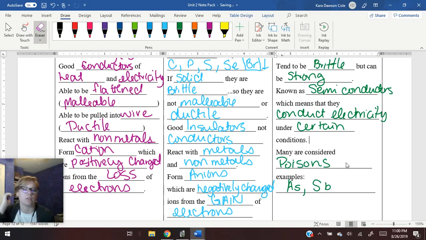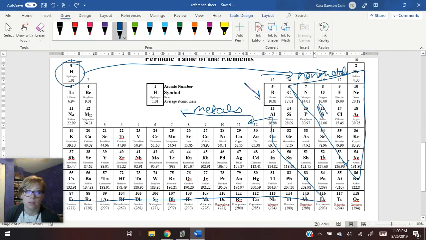Okay. So many are considered poisons. Arsenic and antimony are definitely considered poisons. One that's pretty close to there is phosphorus, but it's not actually a metalloid. But tellurium is also considered a poison. Antimony and tellurium are considered poisons.